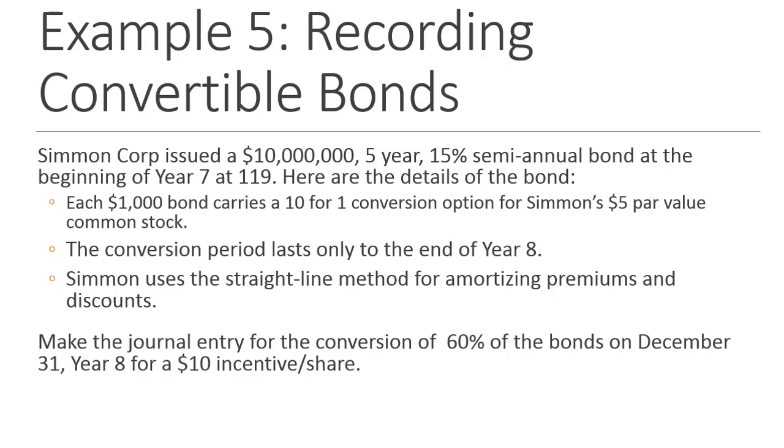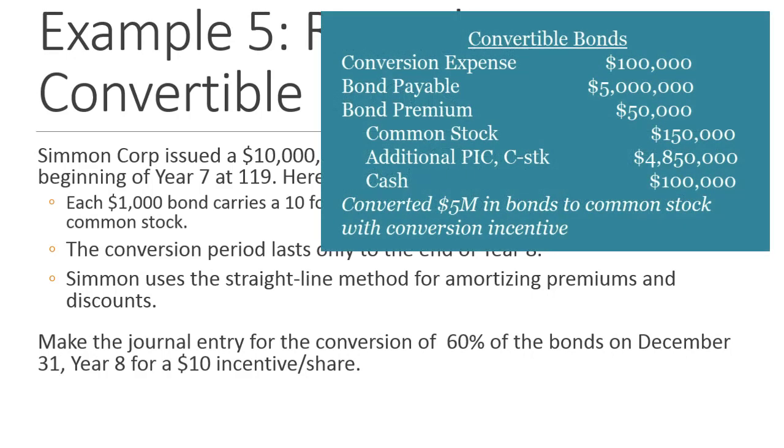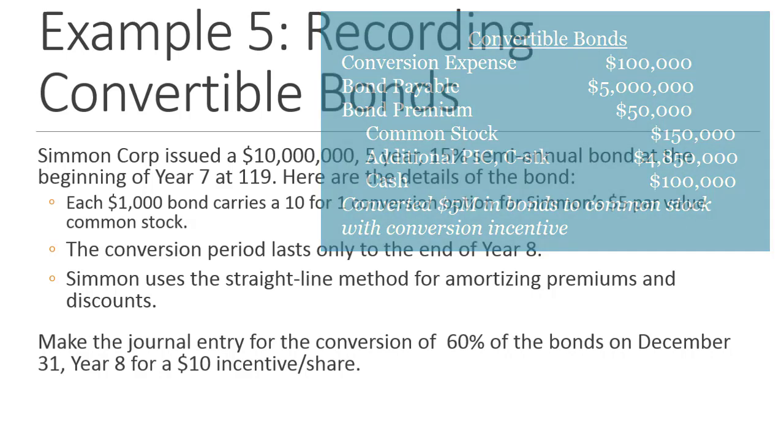The idea here with a conversion incentive is that I don't want to keep making the interest payments. So I'm going to sweeten the pot a little bit to get you to move to common stock and relieve me of that interest burden. The first thing we need to do is figure out what's in our accounts for this bond. Remember, we're going to pull out of the bond accounts and put those values into our common stock accounts. So first things first, what's in the bond payable and bond premium account?